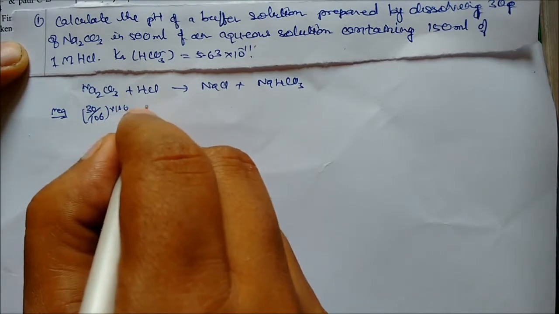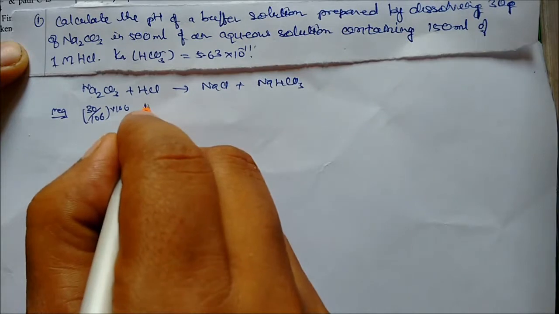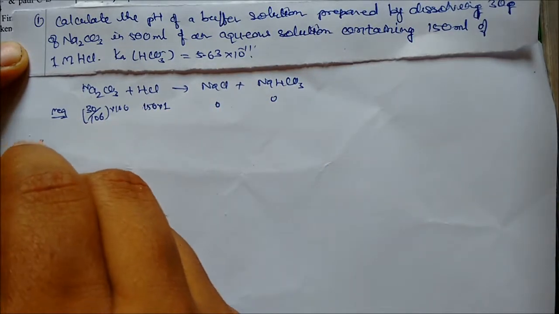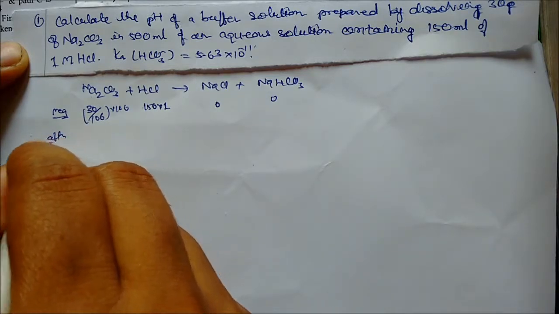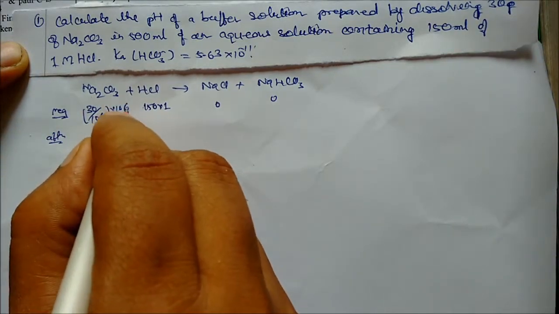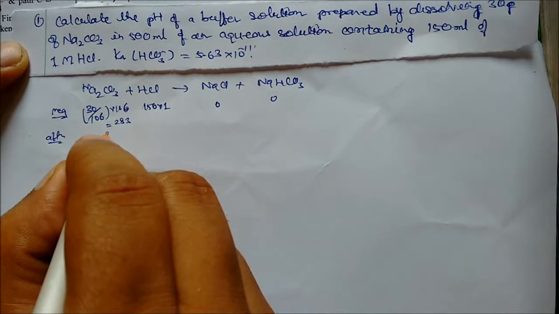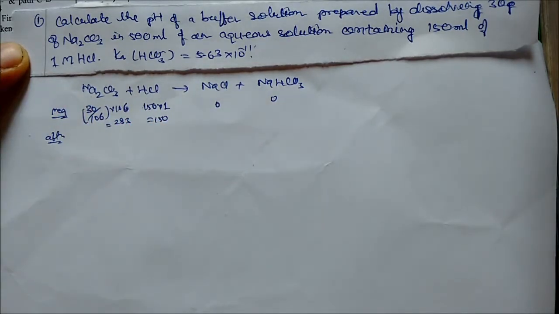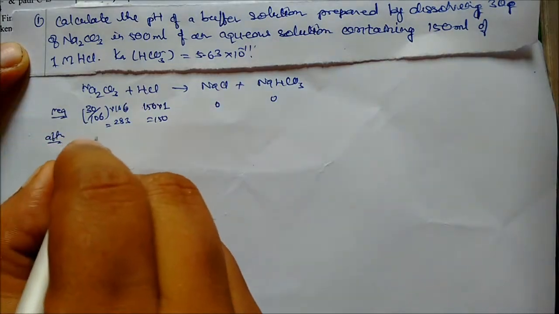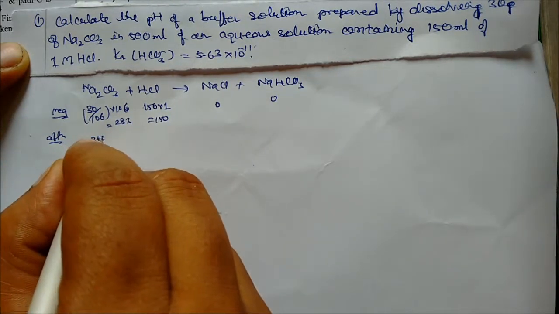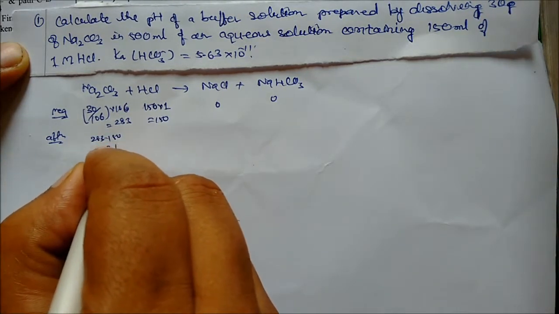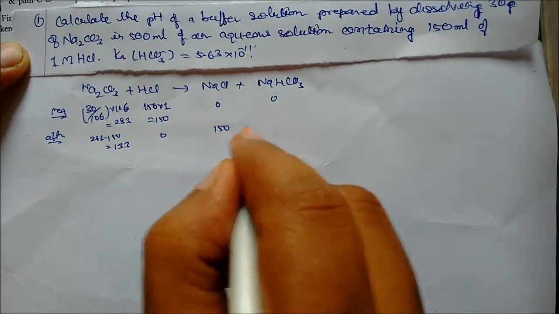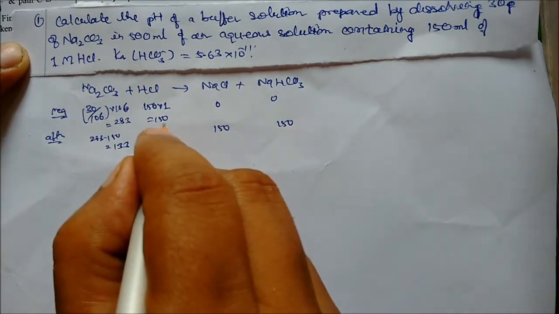And for HCl they have given 150 ml, so multiplied 150 into 1 molarity. So HCl will be 0 milli equivalent after reaction. After reaction, the total is 283, so if you subtract 150, that is nothing but 133. This will be 0, and the bicarbonate will be 150.